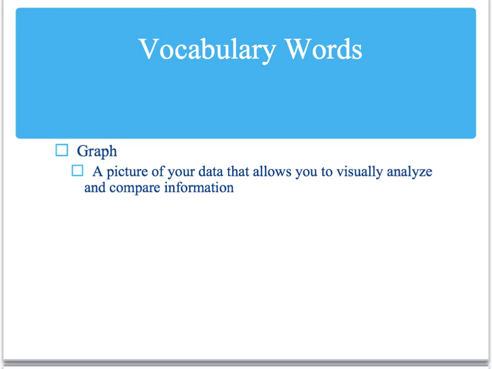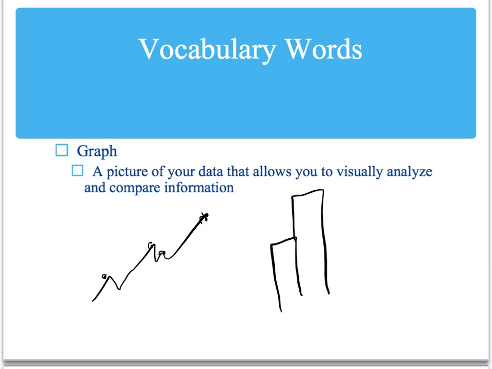Graph is a picture of your data that allows you to visually analyze and compare information. The graph might be a line graph, as I try to put some dots on here, or, as we've already made, it could be a bar graph, it could be a circle graph, whatever that is. We're going to have a key, so it helps to visually analyze and compare info. You can look at things quickly. You could look very quickly at the bar graph that we made for the airplanes, see which one had the longest distance, see which one had the highest average, and so on.